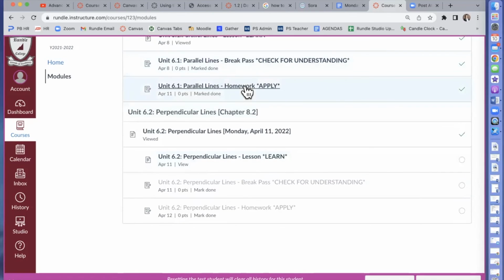When you scroll down, yep, Friday was marked done. Now I have access to Unit 6.2, Perpendicular Lines, which is Chapter 8.2.